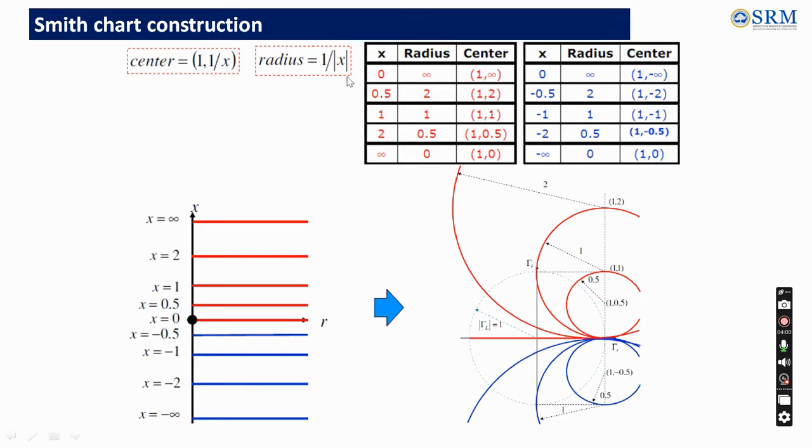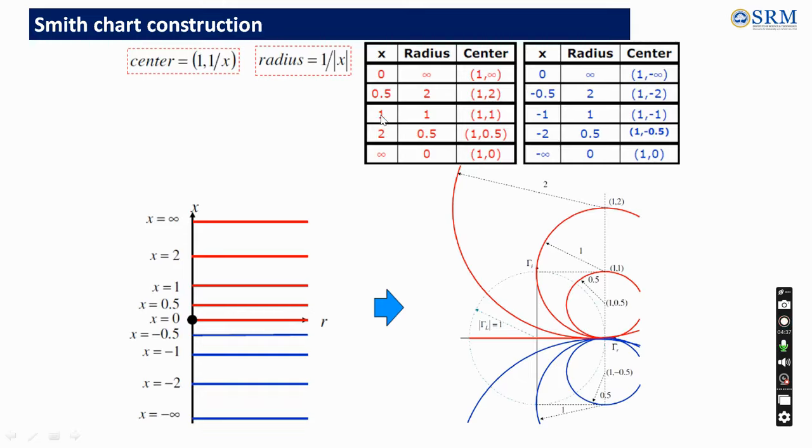In the same way, we can do it for the X circle. X ranges from minus infinity to plus infinity. Reactances are both negative and positive, whereas resistance is only a positive real number. If we substitute X as 0, what happens? 1 comma 1 by 0 is 1 comma infinity. So for the X equal to 0 circle, the center is 1 comma infinity and the radius, 1 divided by 0, is infinity. Infinite radius means it will be a straight line only.